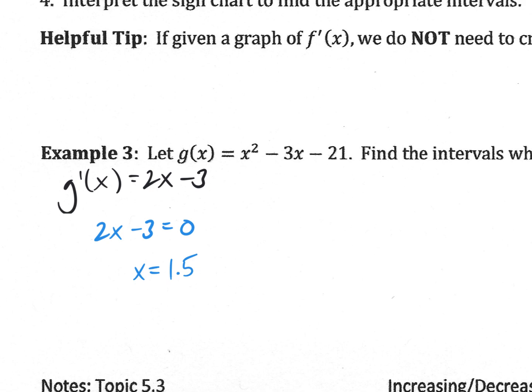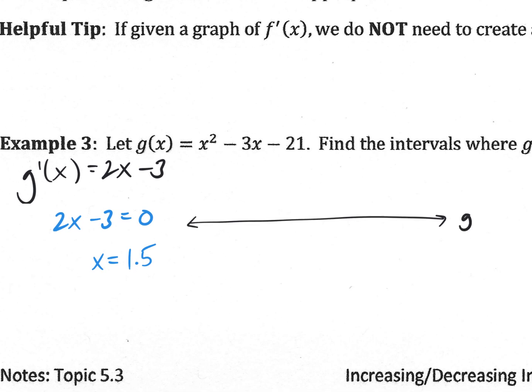So now I'm going to make a sign chart. This is the sign chart for g prime of x. I'm trying to look at where my derivatives are positive and negative. And the only point that I'm going to have on this line is that critical point of 1.5.